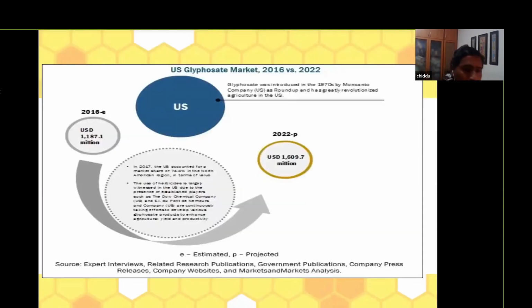Okay. So this is a rough indication of what this chemical is worth in USD. I pulled this out from a marketing publication that talked very positively about glyphosate, and now the market is increasing, and probably it has increased. I've seen that Roundup is being used everywhere in agriculture. It used to be like 1.1 million US dollars to 1.6 million US dollars. This is the expected growth in 2022, and we are in 2021.